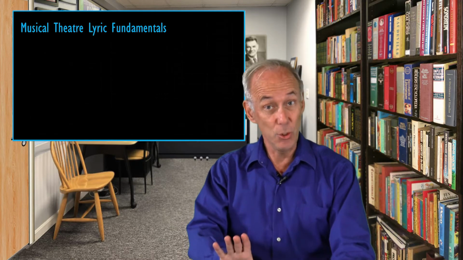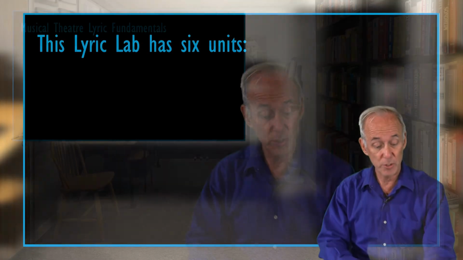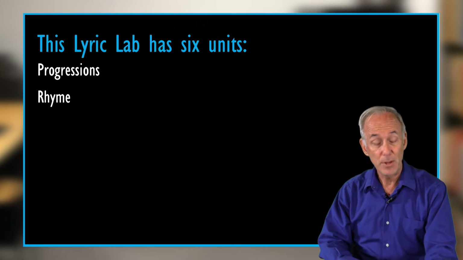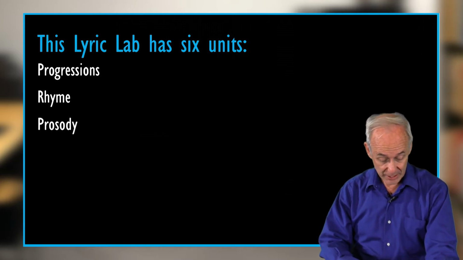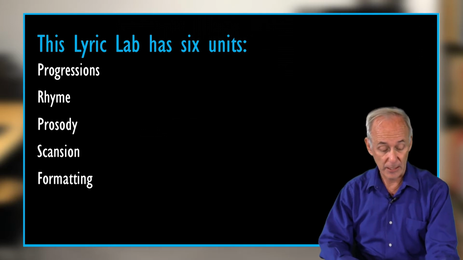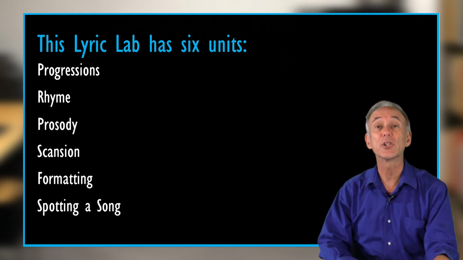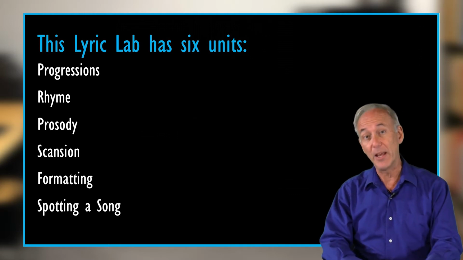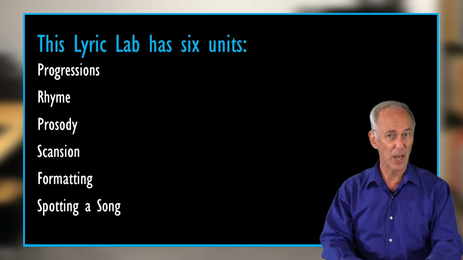It comes in 6 units, and those units correspond to progressions, rhyme, prosody, scansion, formatting, and spotting a song. The structure of any given unit is as follows.